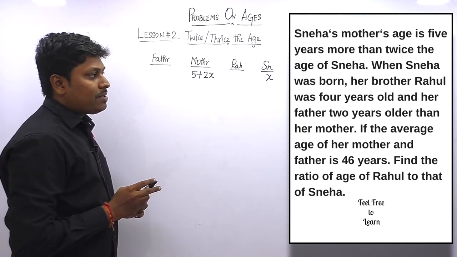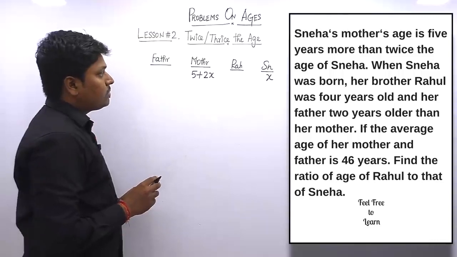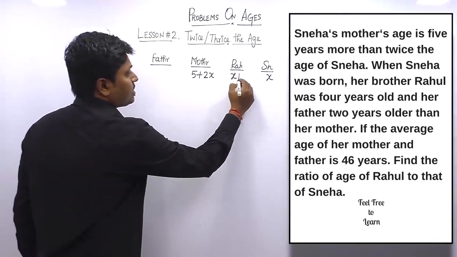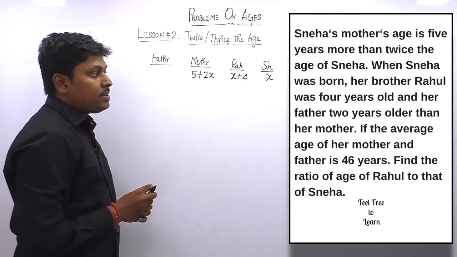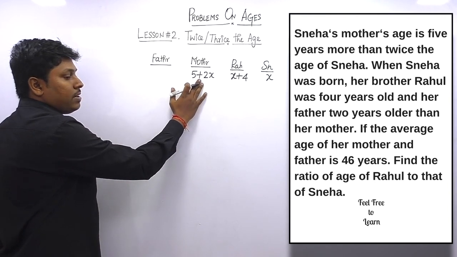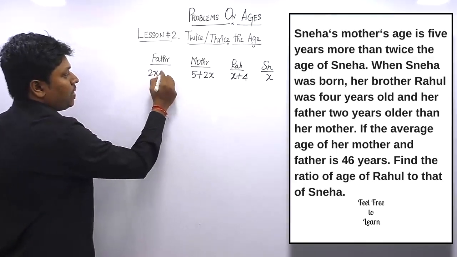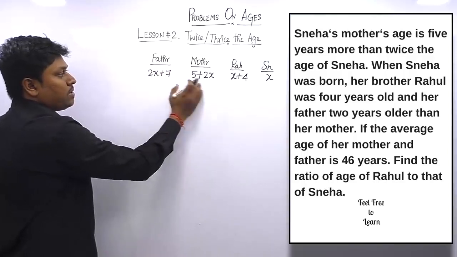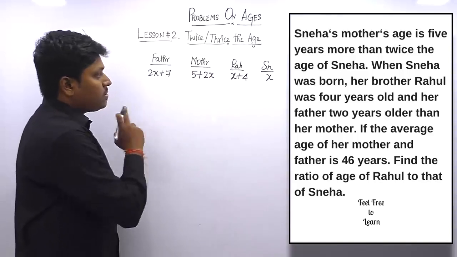And the second point, when Sneha was born, her brother Rahul was 4 years old. So then we can say x plus 4 will be Rahul's age. And the father is 2 years older than the mother. So father's age is 2 years older than the mother. So add 2 plus 2, so this can be written as 2x plus 7. So 2 years older than the mother. Okay, I think finally we have written the age of all the persons.